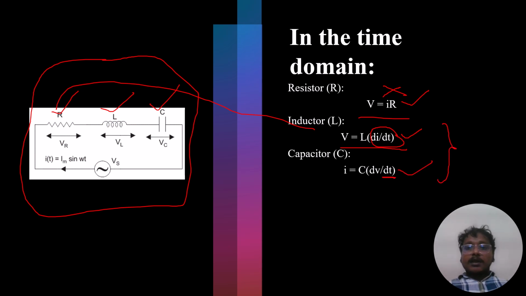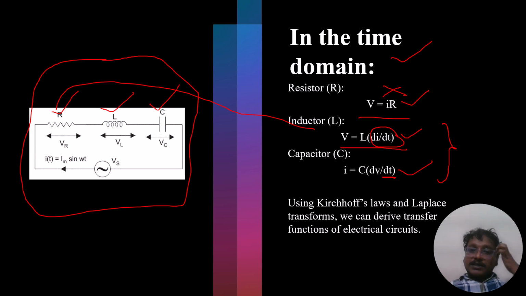Because of these two, the circuit needs to be converted into the time domain first. After that, we can design the system as an electrical parameter or mathematical model. Using Kirchhoff's laws and the Laplace transform, we will derive the transfer function of this complete electrical circuit in the next video. But you need to remember these three equations very carefully. If the elements are in series we add them, and if they are in parallel we multiply or divide, and the equation will be formulated accordingly. Okay, thank you.